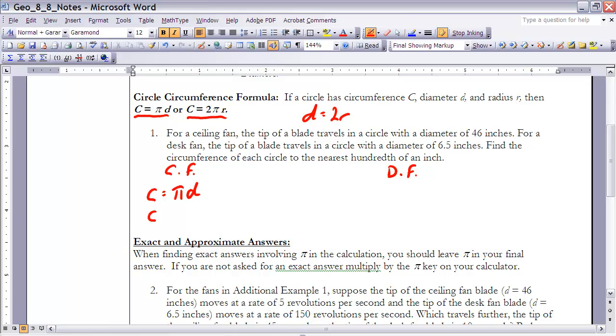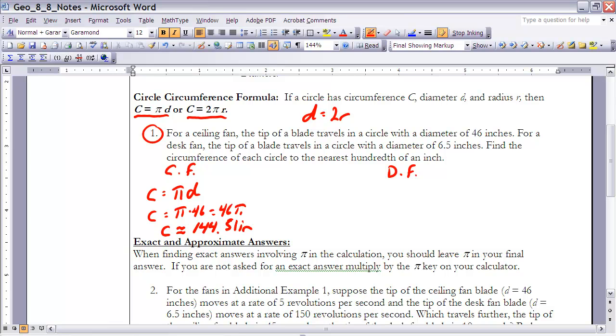So the circumference for the ceiling fan is equal to pi times 46, which as an exact value is 46 pi. But usually when we're working with real-world situations, we want to get an approximation. So we would take 46 times pi on our calculator, which is about 144.51 inches, rounded to the nearest hundredth of an inch.